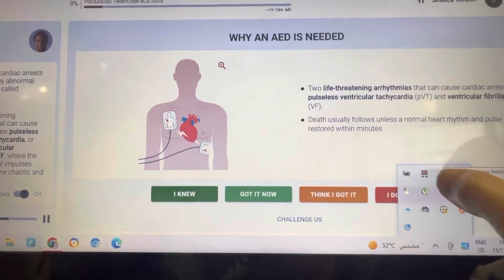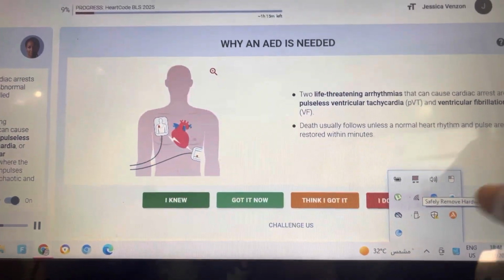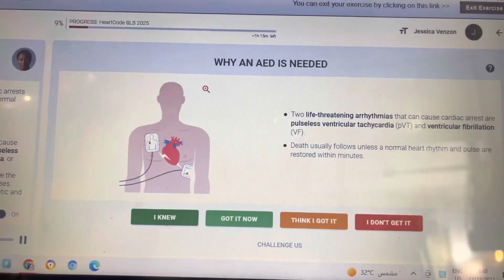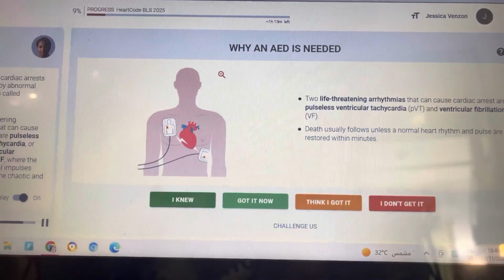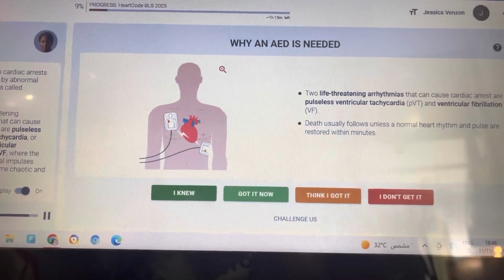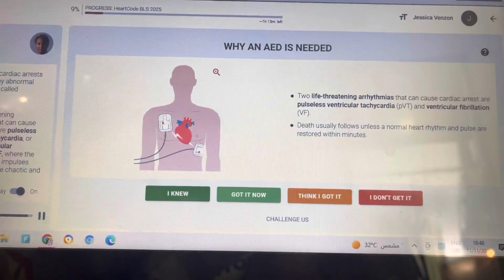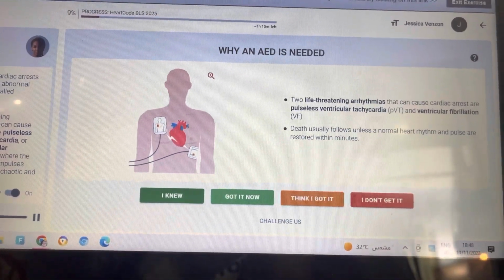2 life-threatening arrhythmias that can cause cardiac arrest are pulseless ventricular tachycardia, or pVT, and ventricular fibrillation, or VF, where the heart's electrical impulses suddenly become chaotic and ineffective. Blood flow to the brain stops abruptly, and the victim loses consciousness. Death usually follows unless a normal heart rhythm and pulse are restored within minutes.